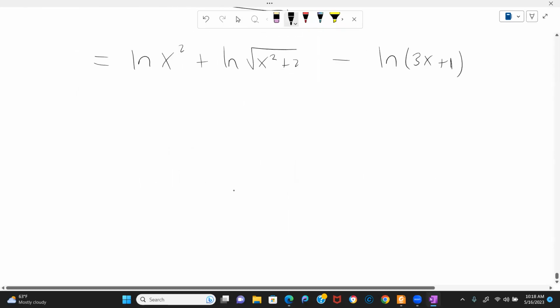And then finally, this square root can be written as x squared plus 2 to the 1/2. So we have this ln x squared, which will be 2 ln x, and then this will be 1/2 ln of x squared plus 2, and then minus ln of 3x plus 1. So that's how you do that.